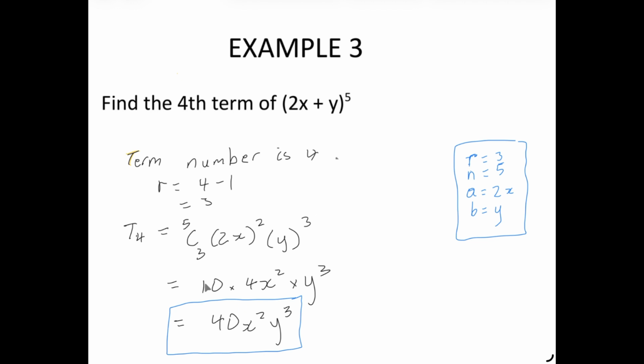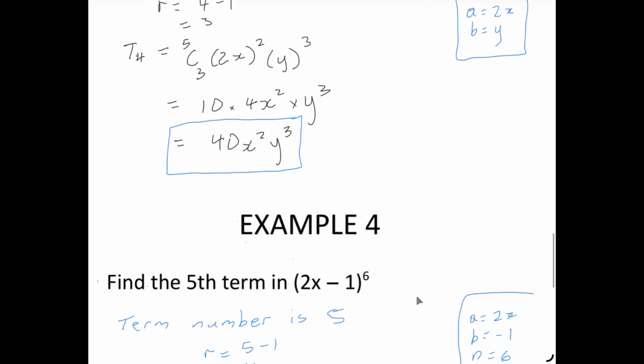Plugging these in, we have 5C3 times (2x) to the second times y to the third. Then that is equal to 10. 5C3 is 10. (2x) to the second power is 4x to the second, because 2x was raised to the second. So the 2 raised to the second and the x raised to the second gives you 4x to the second power, times y to the third power. So 10 times 4, that's 40. So the final answer is 40x squared times y to the third power.